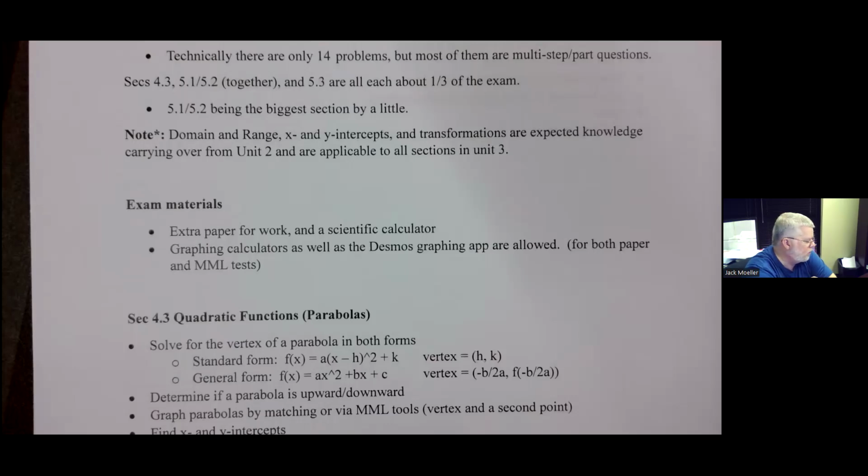This is definitely visual content, and so you are allowed your graphing calculator if you have one, or the Desmos graphing app. For those of you that are coming to campus and testing in ARC, you can still bring up Desmos on your computer, even if you're taking a paper test. So that's not an issue.